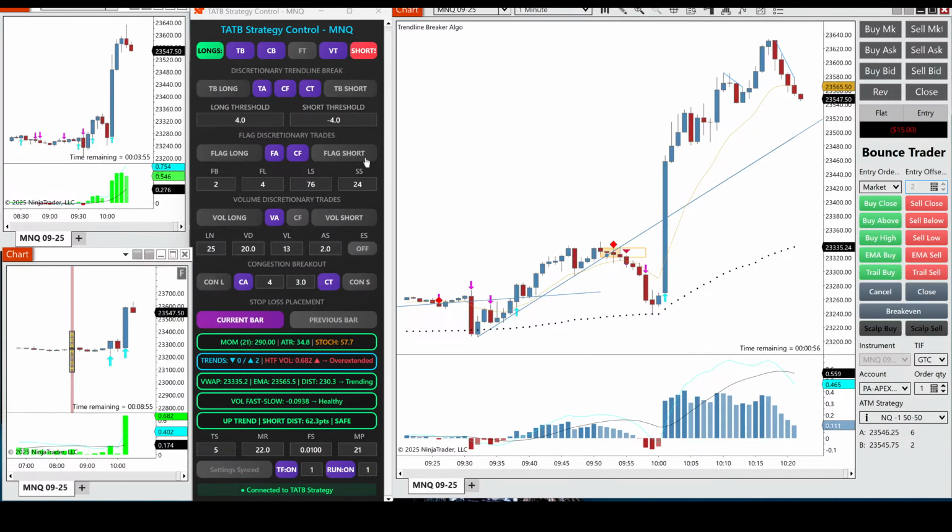See, for flag setup, here are flag. We have look back bars. We set it to 4. It means consecutive lower highs should be on 4 bars. Usually you have it 4 or 3. And stochastic has to be over 76 or lesser than 24 for shorts. And right now it says stochastic is 57. So probably it's not valid anymore.